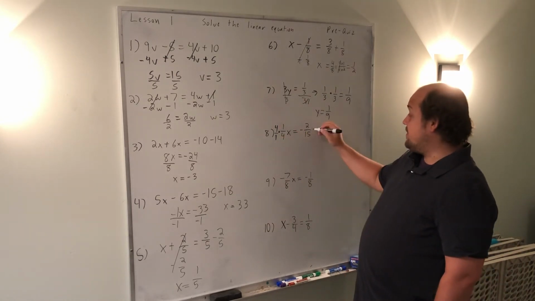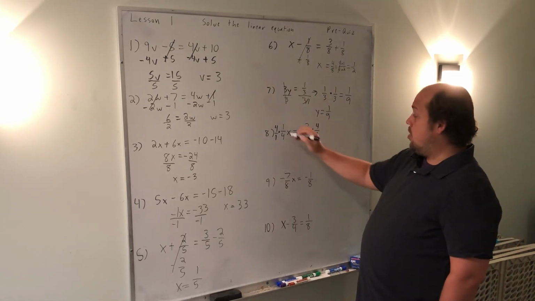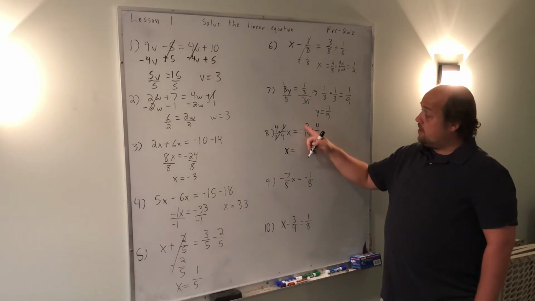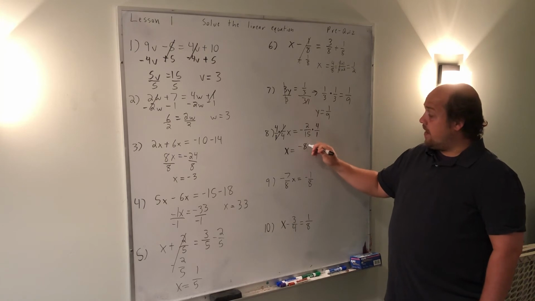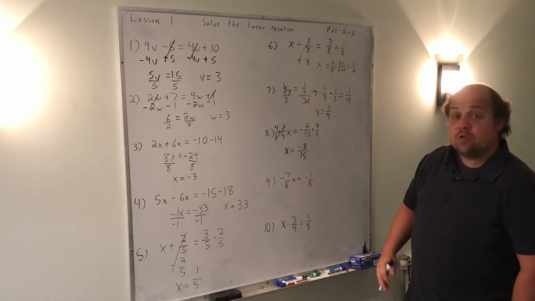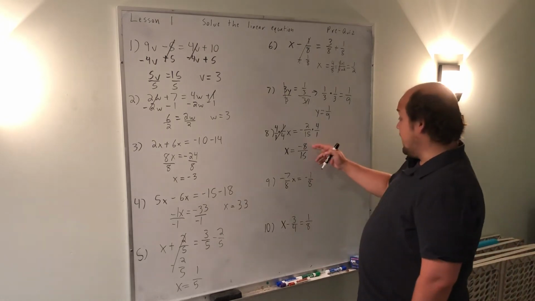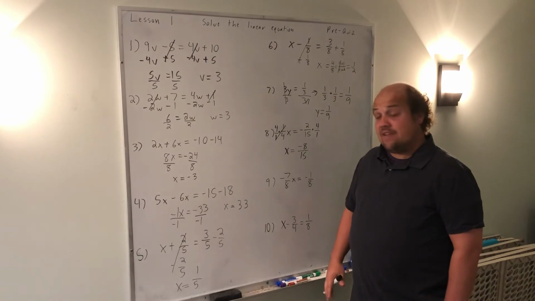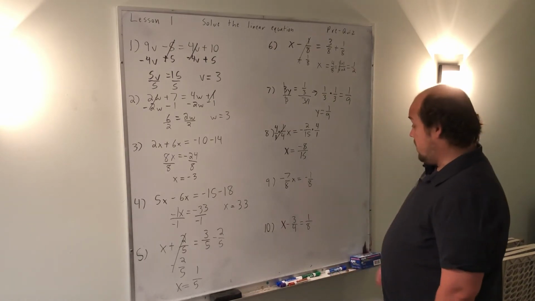What I do to the left side, I have to do to the right side. Over here, it's just going to leave me with x. On this side, -2 times 4 gives me -8. 15 times 1 gives me 15. I always want to check whether something goes into both -8 and 15. There is no common number here, so I can just leave it as -8/15.